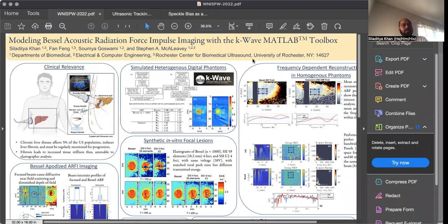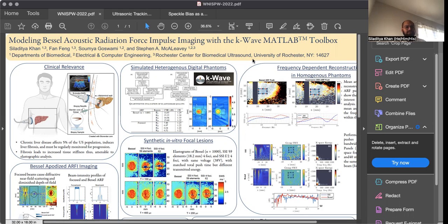Today, the topic of my talk is modeling Bessel acoustic radiation force impulse imaging with the K-Wave MATLAB toolbox. First, the clinical relevance of the work here is tied to chronic liver diseases. Chronic liver disease in the US affects around 55% of the population. It induces liver fibrosis, which must be regularly monitored for its progression.